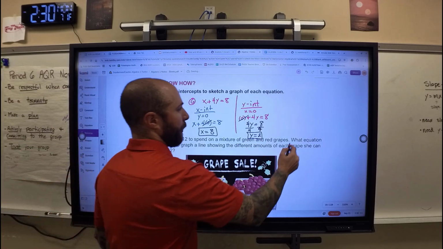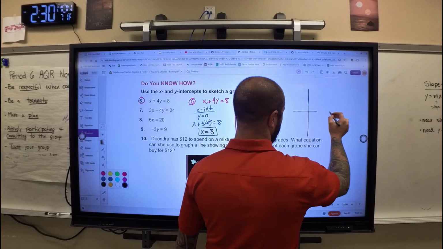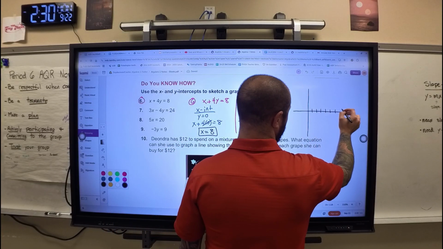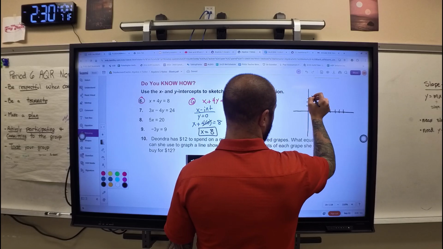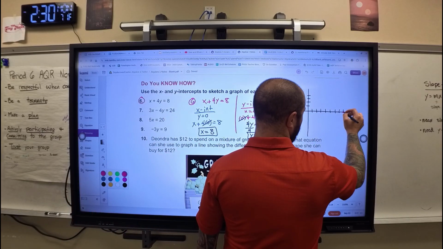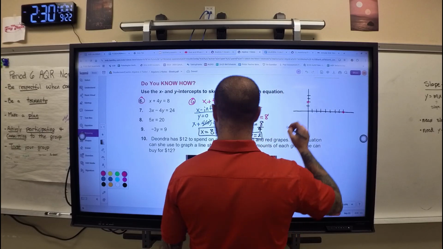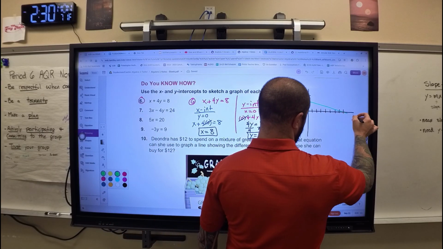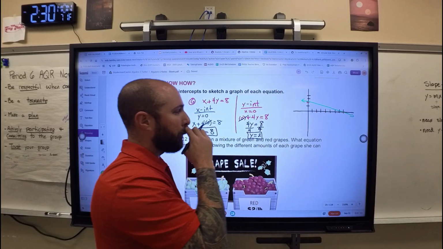So we can go ahead and make our graph. So we have an x-intercept at 8. We have a y-intercept at 2. So we can go ahead and make our line.